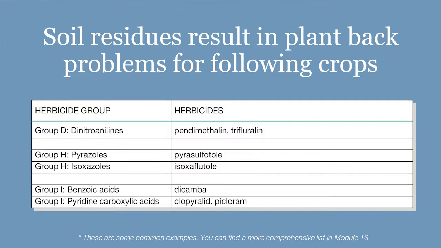And we do have plant back even for our Group D herbicides, things like dinitroanilines such as pendimethalin and trifluralin. There are plant backs for our Group H herbicides, particularly important for isoxaflutole, and even in herbicides that we actually don't consider to really have a lot of pre-emergent herbicide behaviour. Our Group I herbicides have plant backs, products like dicamba, clopyralid, picloram, for example.